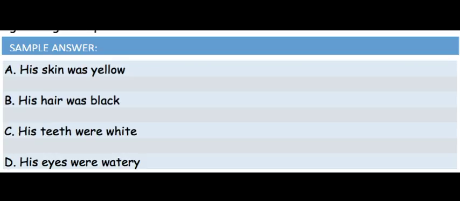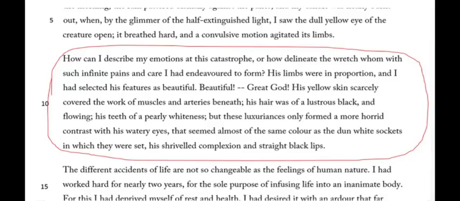So you want to try and find 4 obvious, simple answers in the text. There's no point in kind of overcomplicating it. So for example, you could say, let's have a look at this bit. His shriveled complexion. So you could just write as your answer, he had a shriveled complexion. Okay, and that would be fine.